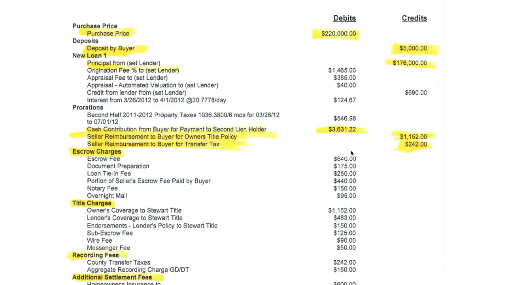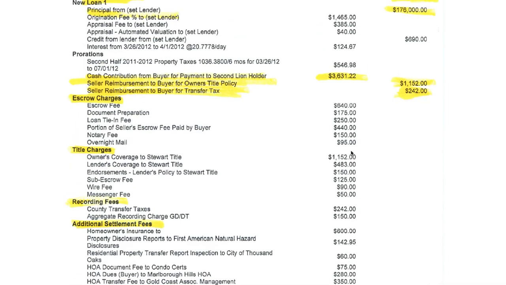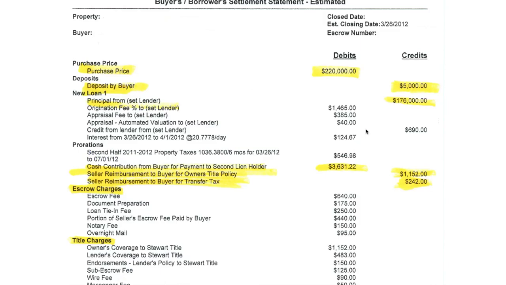So all of these debits and all of the credits have to basically, at the end of the day, equal each other. So all the money in has to equal all the money out. And basically that's all this settlement statement is, just an accounting of monies in and monies out. And so let's go step by step and start at the top.